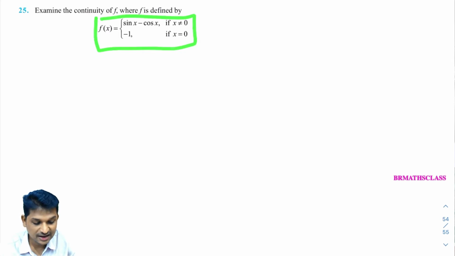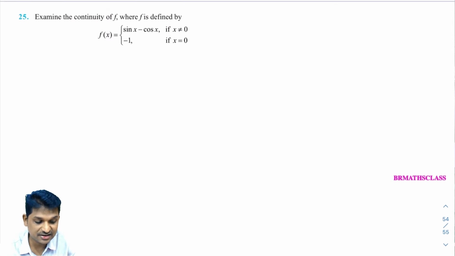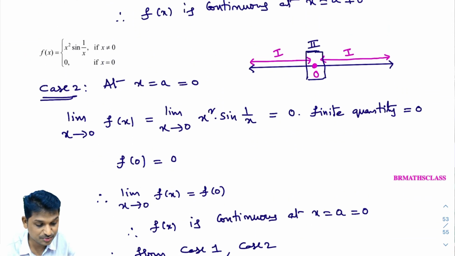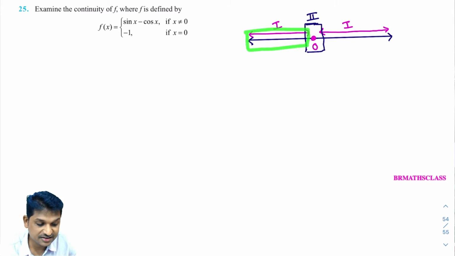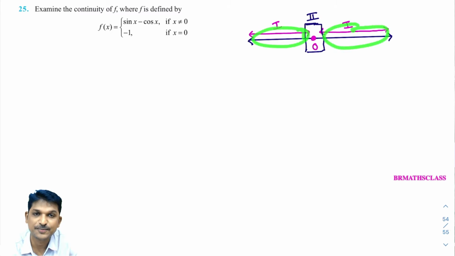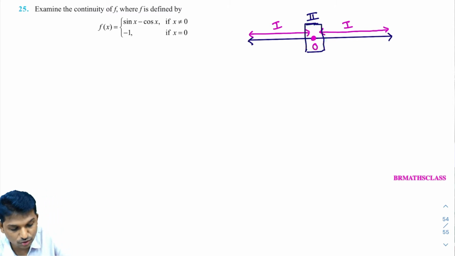So, again, I am going to do this problem in two cases, like the last problem. Please observe this one. What is case 1? At x equal to a, a is a non-zero number. This is case 1. I'll check the continuity of the function in case 1 like this. Next, I'll check the continuity of the function at 0. So, in two cases, I'm going to do this problem. Let's start this solution.